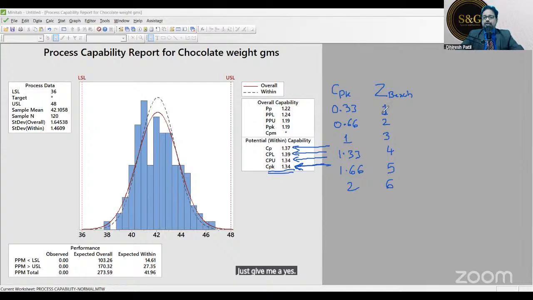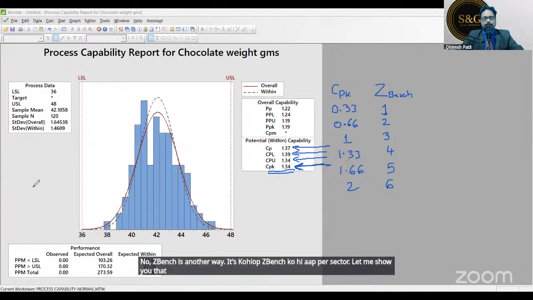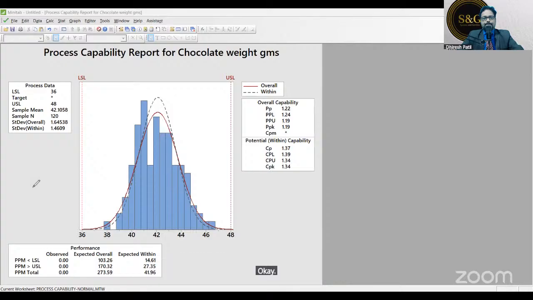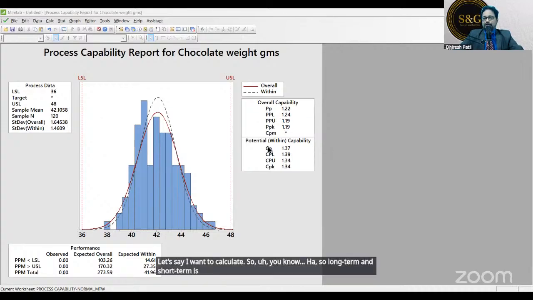No, Z bench is another way. I will show you that also. You can do Z bench as well with this. Let me show you that quickly. So if you go back again, let's say I want to calculate, so long term and short term is this overall and potential, no? This within and overall. So long term, you can say overall, and this is within.